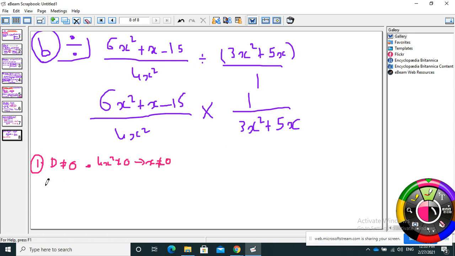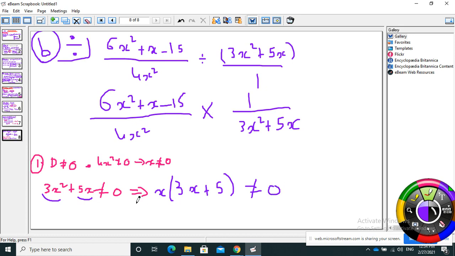Now the second one, 3x squared plus 5x not equal to 0. I need to factorize it to be able to solve it not equal to 0. I have two terms, 3x squared and 5x. The common factor is x, just x. So x factor, I still have 3x from the first one plus 5. And then when I want to solve it not equal to 0, each one is not equal to 0. It means x not equal to 0 and 3x plus 5 not equal to 0. So it gives me x not equal to minus 5 over 3.